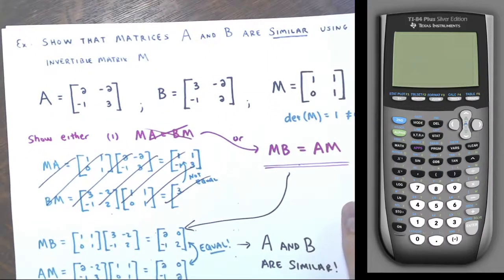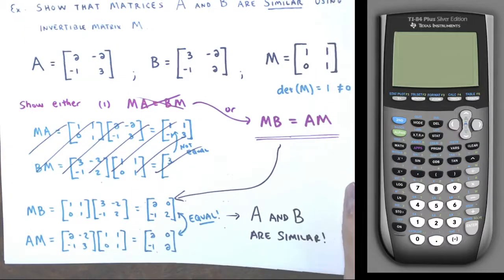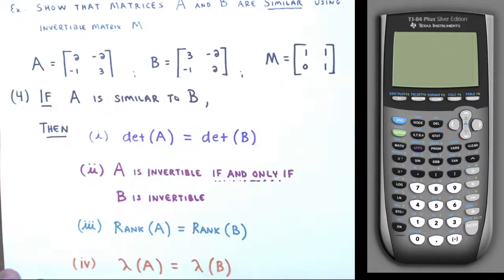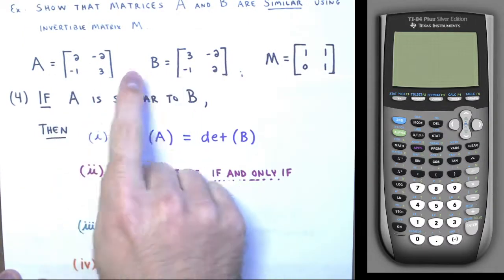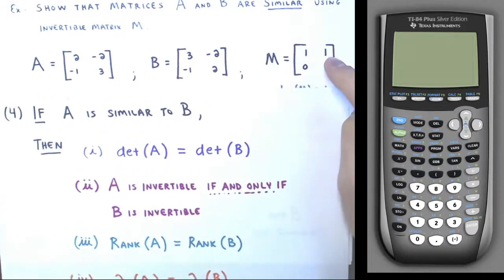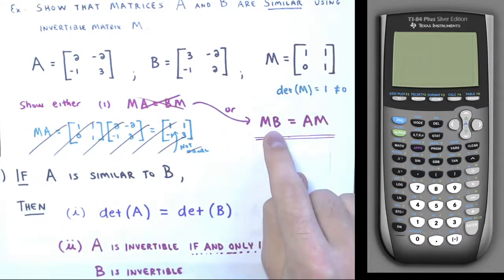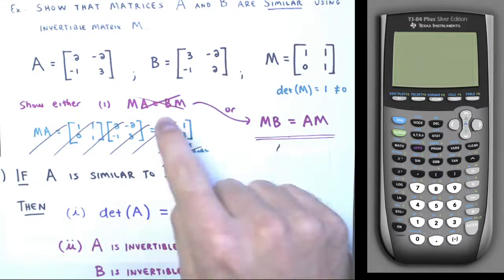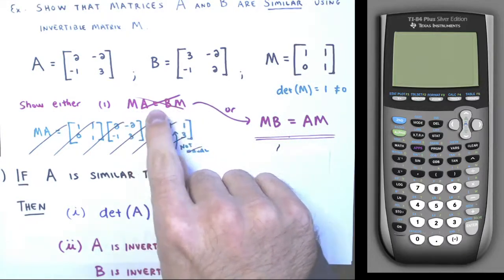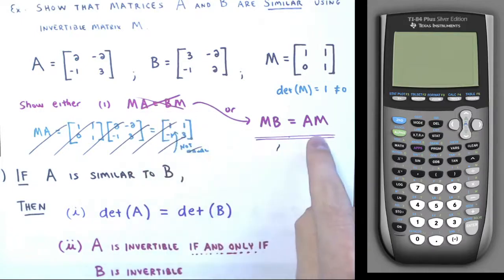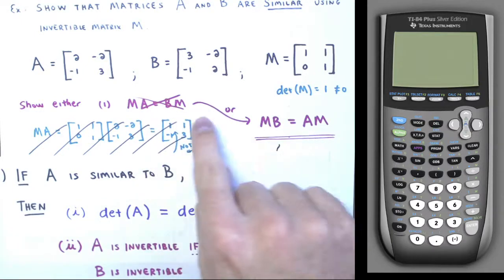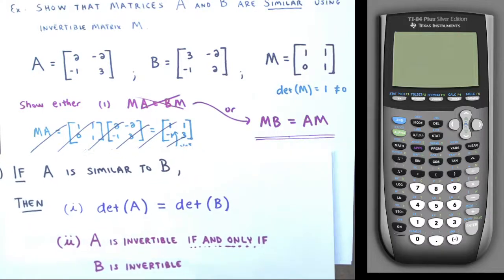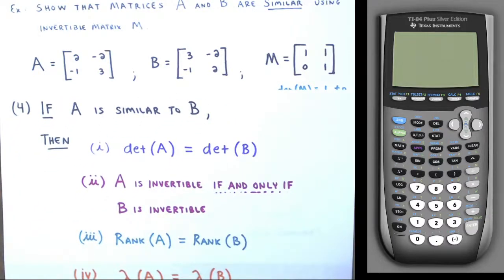Oh, you know what? I also wanted to bring back these statements. Okay, since A and B are similar, remember these statements here, right? Now we've seen that A and B are similar because we found an invertible matrix M such that MB equals AM, or this might be true as well, MA equals BM. If either one of these is true, you have similarity. So since A and B are similar, their determinants should be the same. Let's verify that.